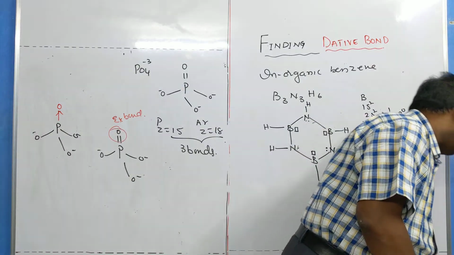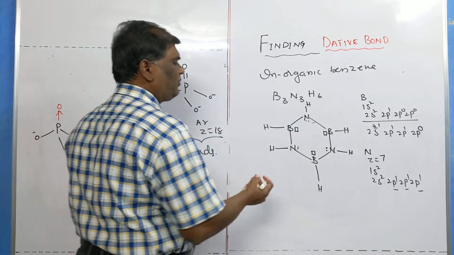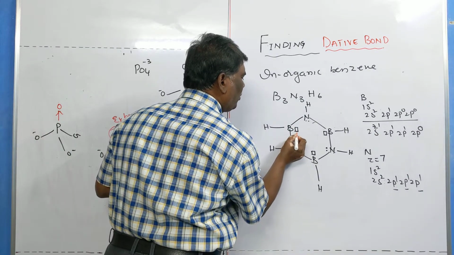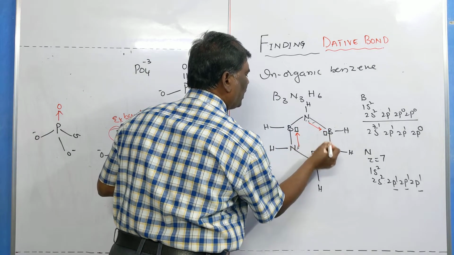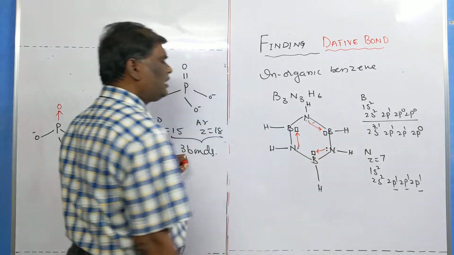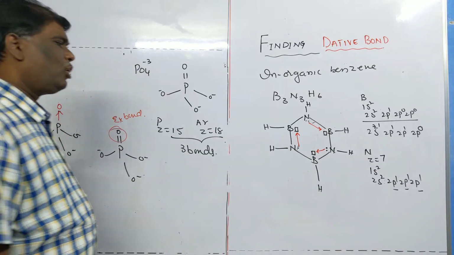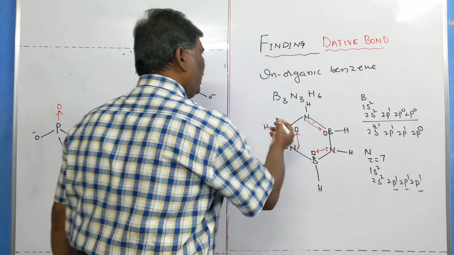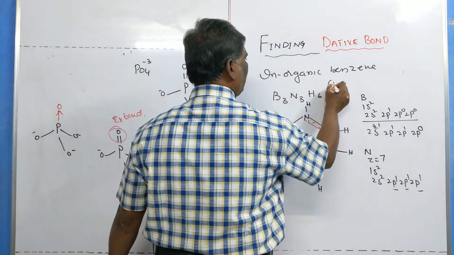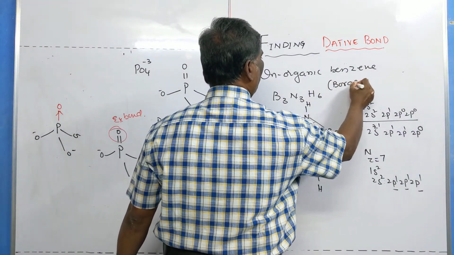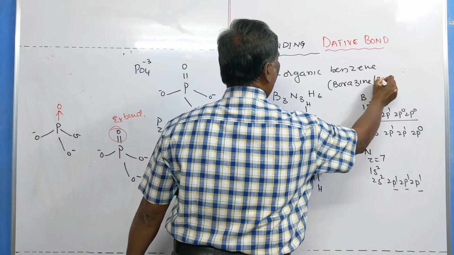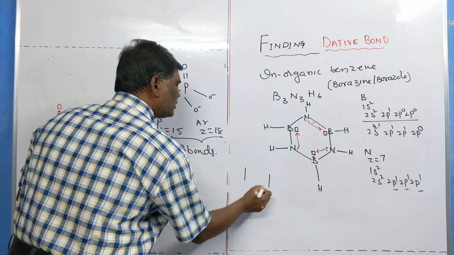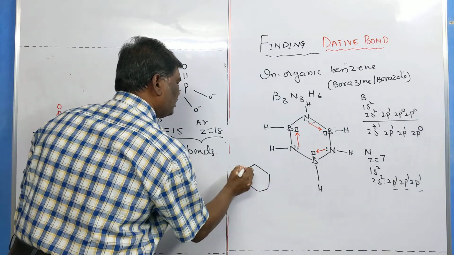Thus there will be presence of a lone pair of electrons and a vacant orbital. So it makes a dative bond. Here a dative bond and here is a dative bond. Thus in this molecule there are how many dative bonds? 3 dative bonds. B3N3H6 is called borazole or borazine. It has 3 dative bonds. So the structure is taken like this.